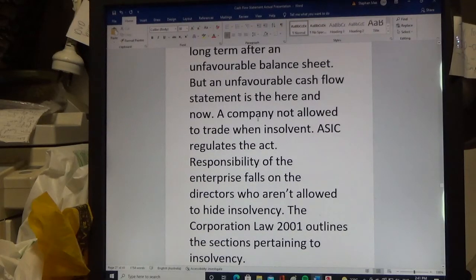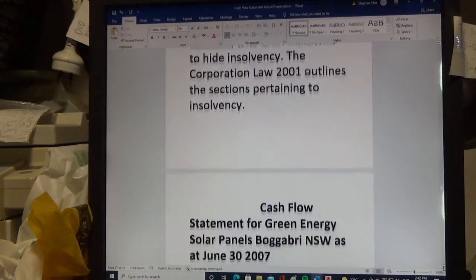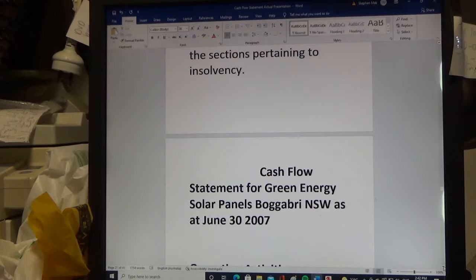A company is not allowed to trade when insolvent. ASIC regulates the Act, which is the Corporations Law of 2001. You're not allowed to trade when you're insolvent. If the directors of a company trade when they're insolvent, they could be liable to fines, even prison sentences if it's bad enough. So look up the Corporations Act 2001 if you're interested, if you're doing corporations law, about the section on insolvency.